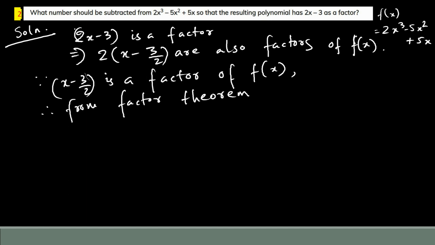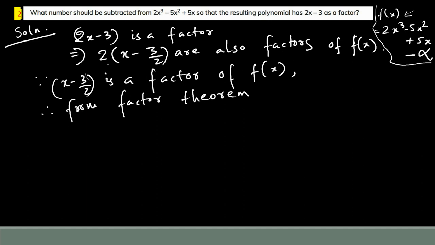so just one thing, it's saying what number should be subtracted from 2x cubed minus 5x squared plus 5x so that the resulting polynomial has 2x minus 3 as a factor. So basically, you have to subtract alpha from f(x) here, right? I hope you already guys got it. It was just a minor mistake. So you have to subtract alpha from the given expression 2x cubed minus 5x squared plus 5x, that assume that as f(x).